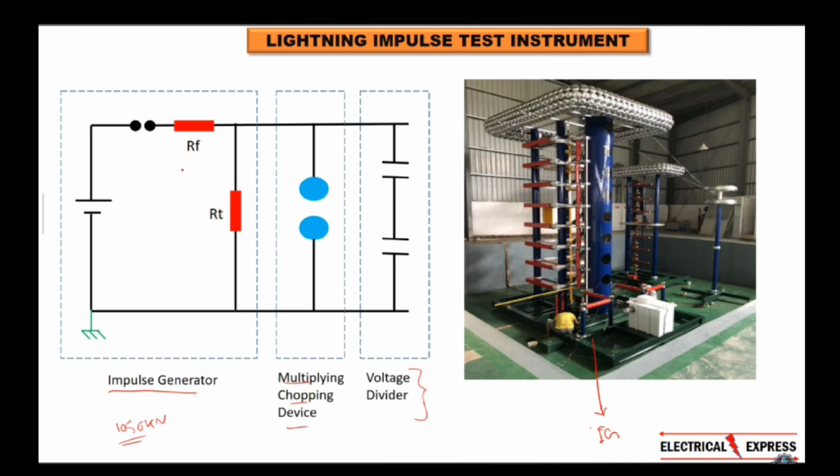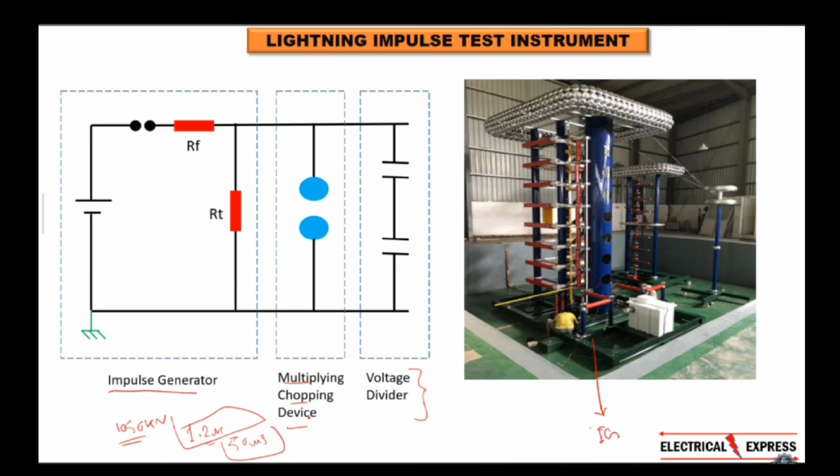So here we set the timing so that whatever voltage is there, that peak voltage should come in 1.2 microseconds, and the 50% of peak voltage should come in 50 microseconds. So we set this through the resistor. Next is the multiple chopping device.